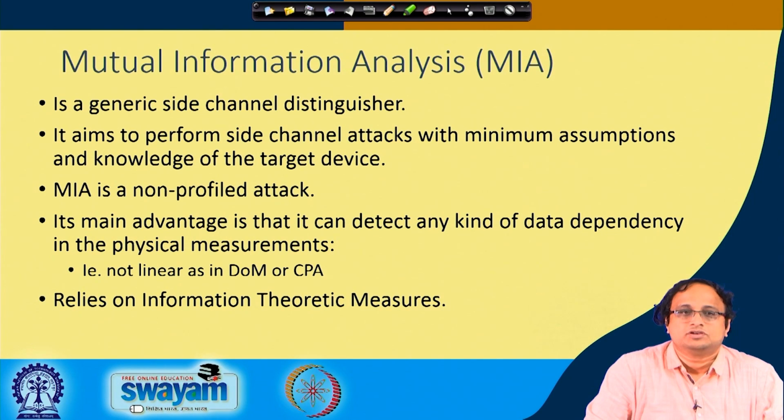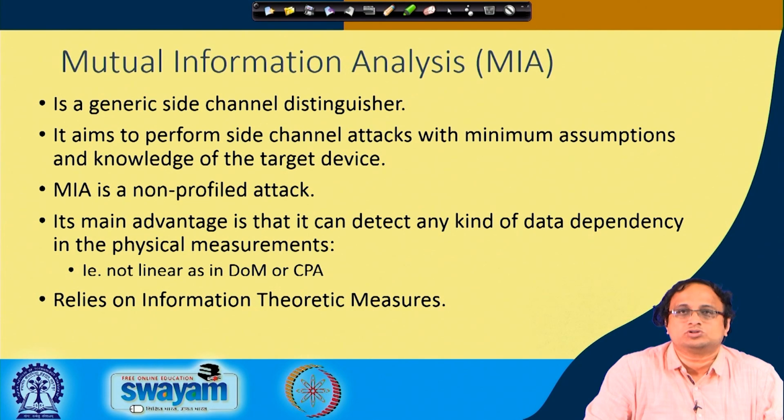For example, when we were applying CPA or difference of mean, one of the reasons why the attack works well is because we make a tacit assumption that the underlying leakage is linear. The correlation coefficient is more appropriate when the leakage is linear. But in this case, since the MI tool is more fundamental in the way it is developed, we can work with minimum assumptions and knowledge about the target device.